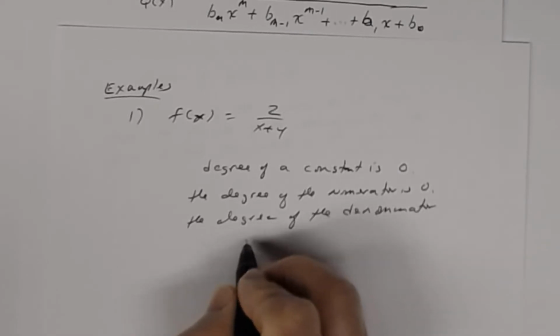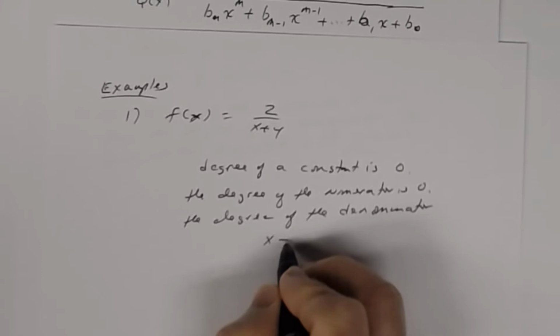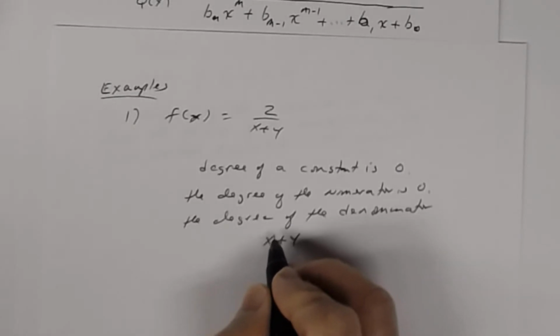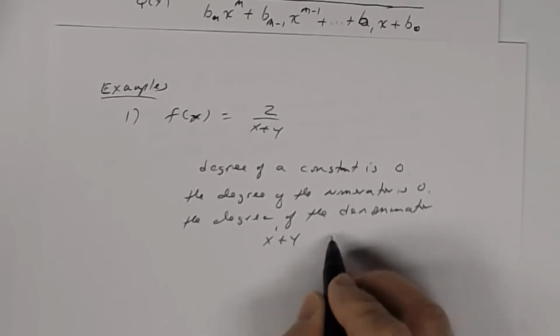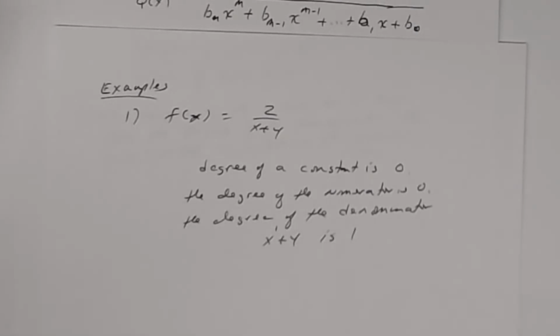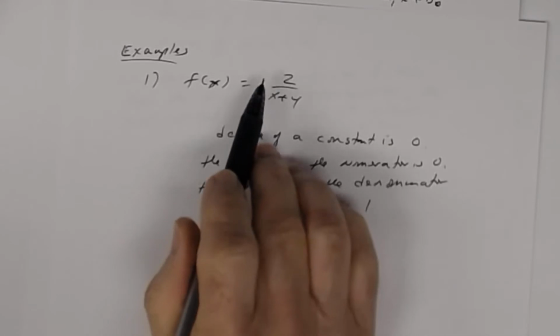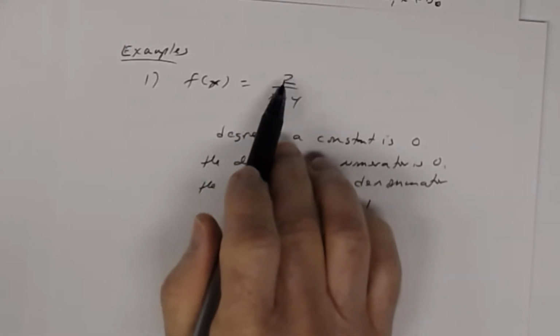Okay, now the degree of the denominator. The denominator is x plus 4. So notice the exponent here is 1, right? So the degree of the denominator, x plus 4, is 1. All right. So the degree of the numerator, remember the degree of a constant is always 0.